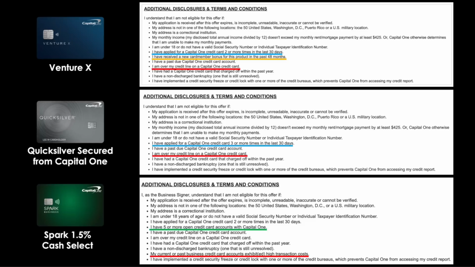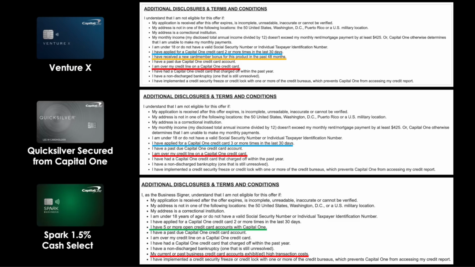As an example of this, here are 3 of their cards: the Venture X on the top, the Quicksilver Secured there in the middle, and the business card, the Spark 1.5% Cash Select at the bottom. Any rule that is identical or similar in its nature, I put with the same underlined color here. Now, I'm not going to go over all these right now. Feel free to pause this if you want to look at it directly from Capital One, because I'll be calling out all these rules individually as we move along throughout the video here.